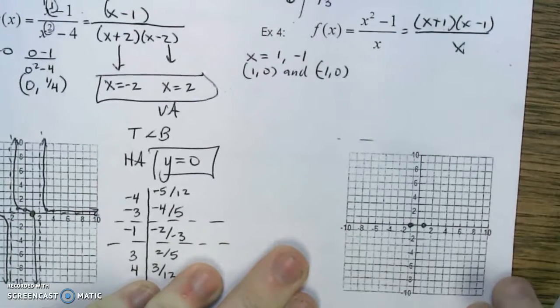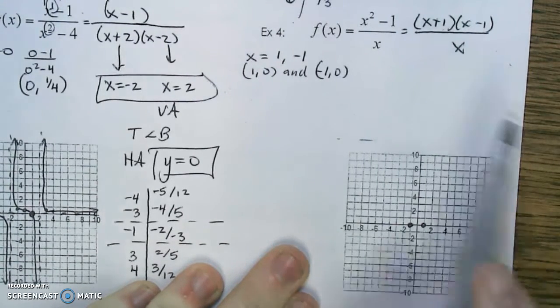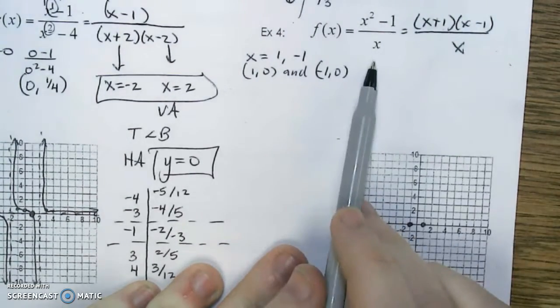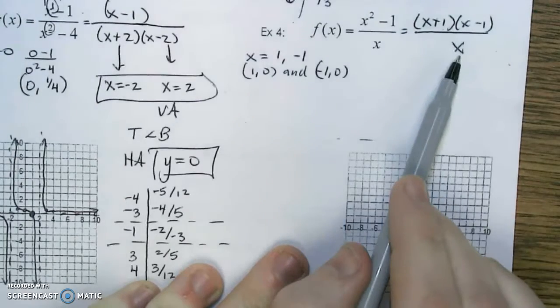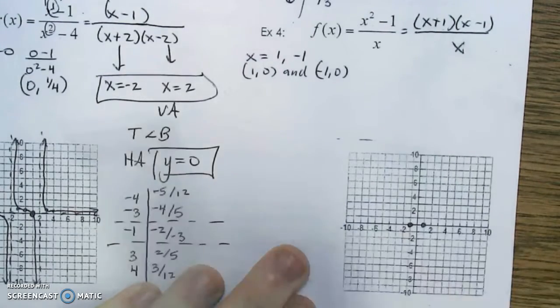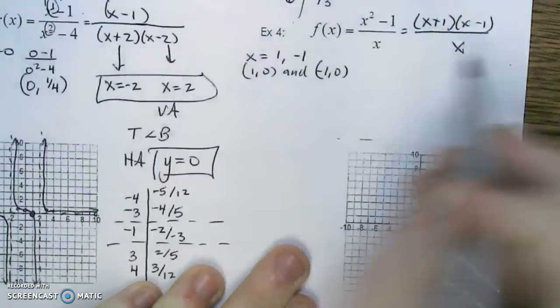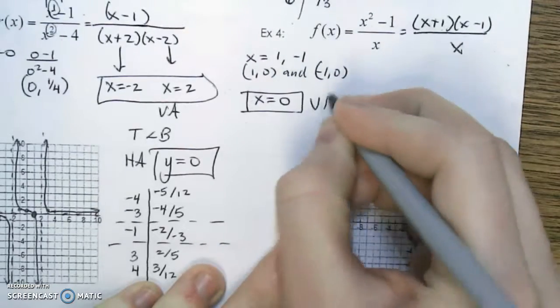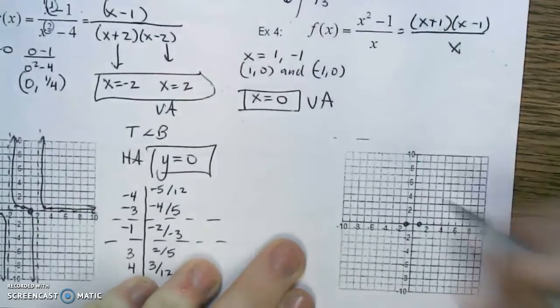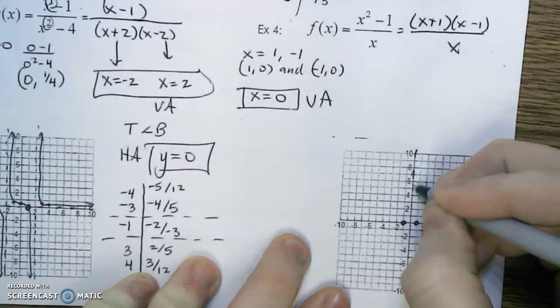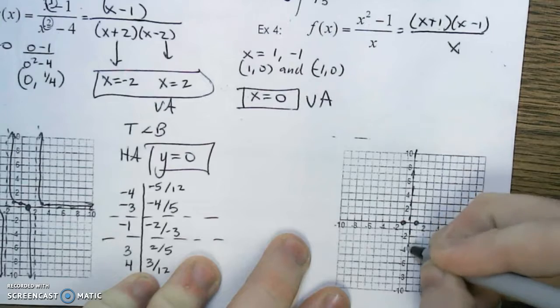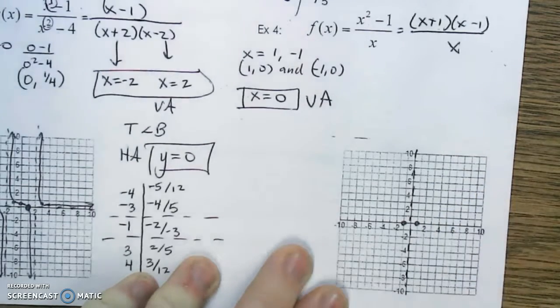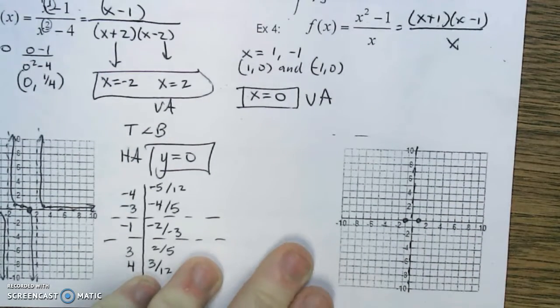If I plug in 0, though, I'm not going to get a y-intercept because I'm going to get 0 in the bottom. So I can't plug in 0 this time. If I set the bottom equal to 0, I get 0. So that is my vertical asymptote, which is why I couldn't plug in 0 to find my y-intercept. So I put that dotted line at x equals 0.